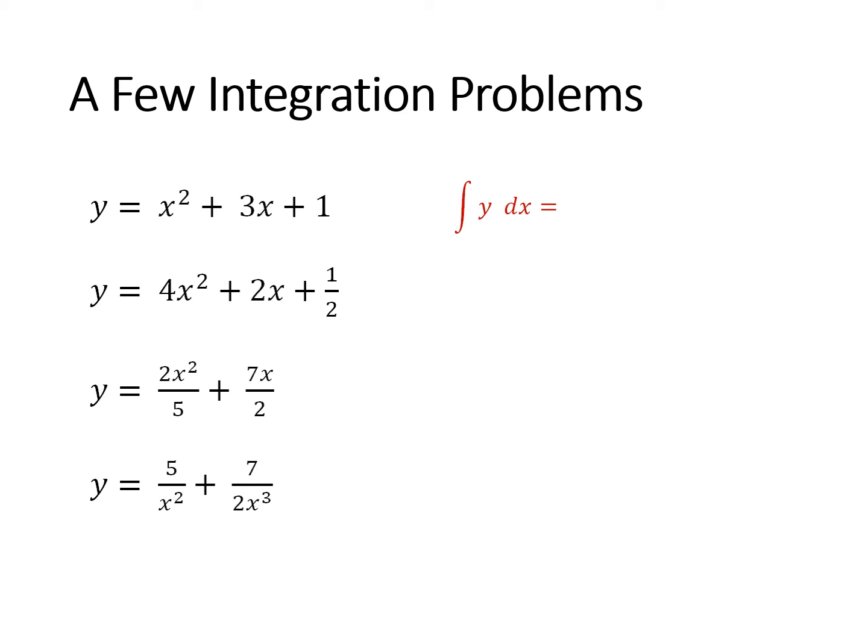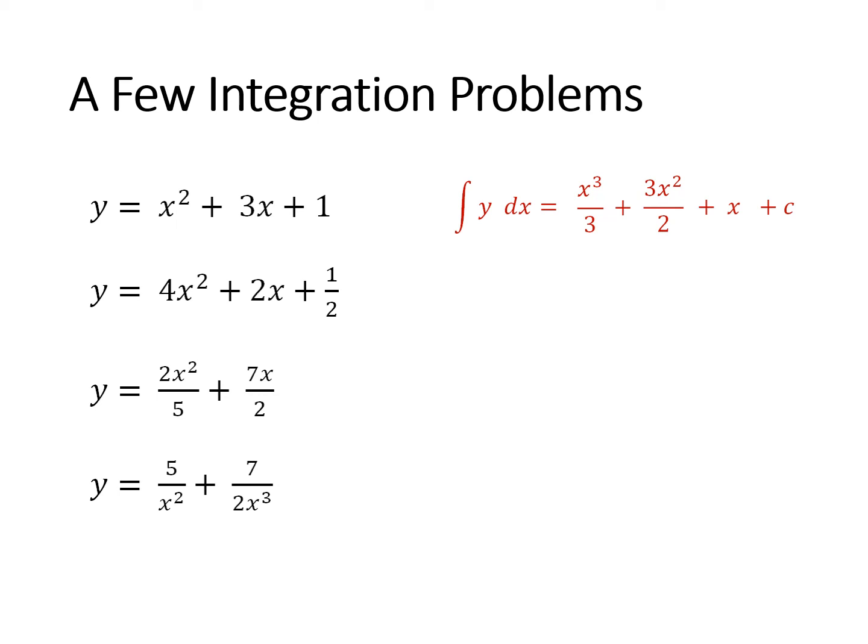Then we look at the first term. We need to increase the power by 1, so it becomes x cubed. And then we divide by the new power, so we divide by 3. So it becomes x cubed over 3. The next term is going to become 3x squared divided by 2. And then the 1 is just going to become 1x. And you mustn't forget the plus c at the end. So that's how you integrate.